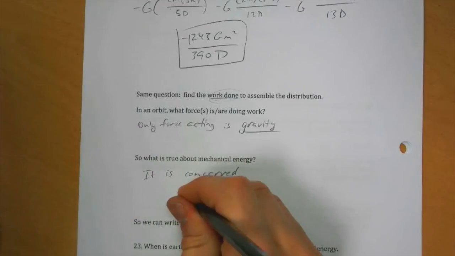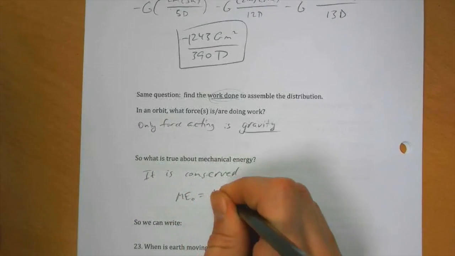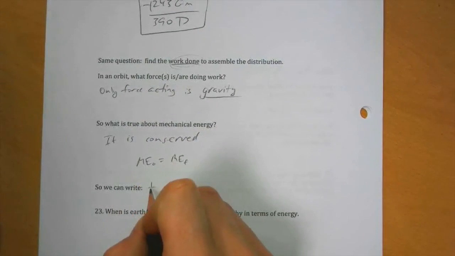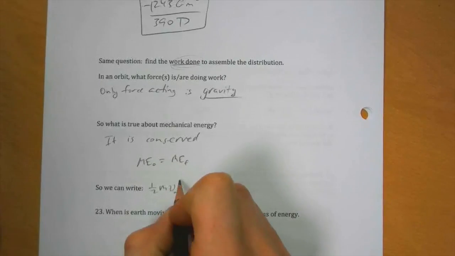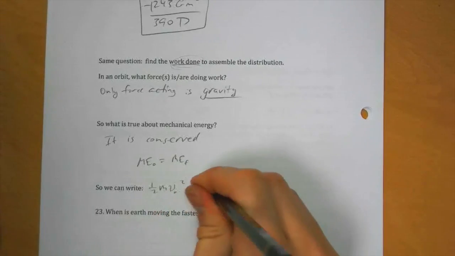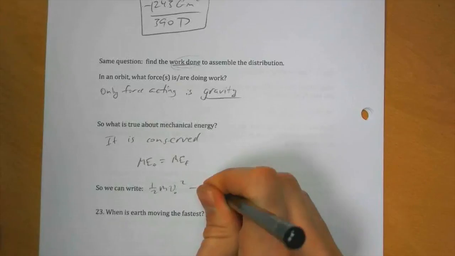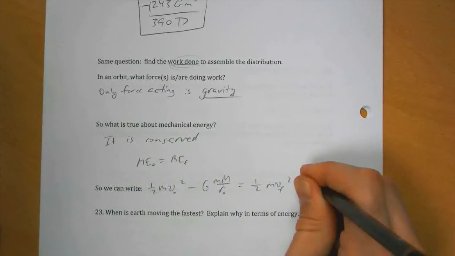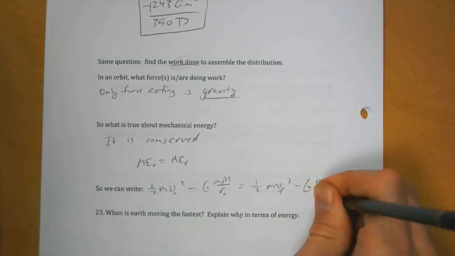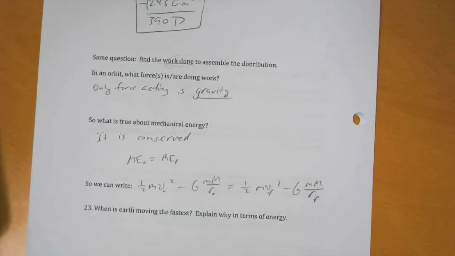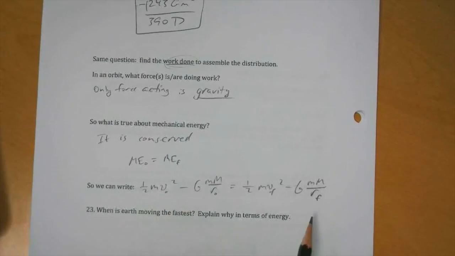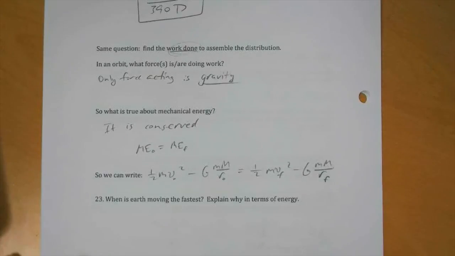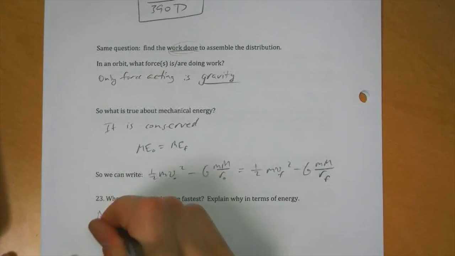So we can say initial mechanical energy equals final mechanical energy, so 1/2 m v0 squared minus G M m over r0 equals 1/2 m v final squared minus G M m over r final. We can say that for any given orbit, two different points in the Earth's orbit, whatever. When is Earth moving the fastest? Well, we already know that it's moving the fastest at perihelion.